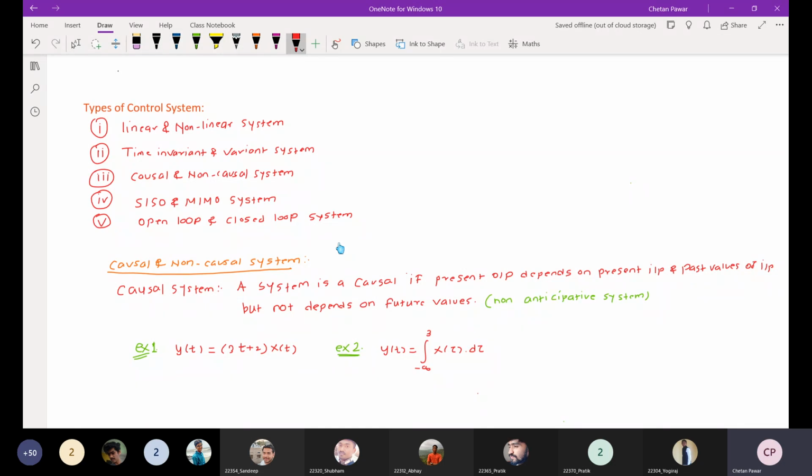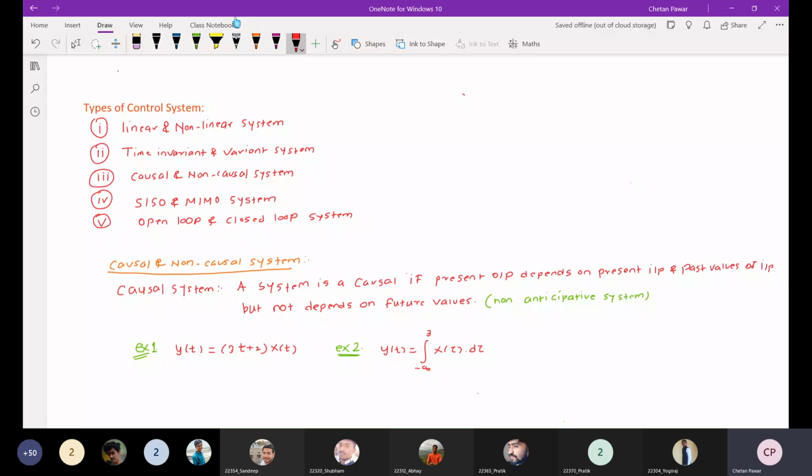A system is causal if the present output depends on the present input and past values of the input. It means the output depends on the present value of the input and past values of the input, but not on the future values. So what is meant by this? Such a system is also called a non-anticipative system.